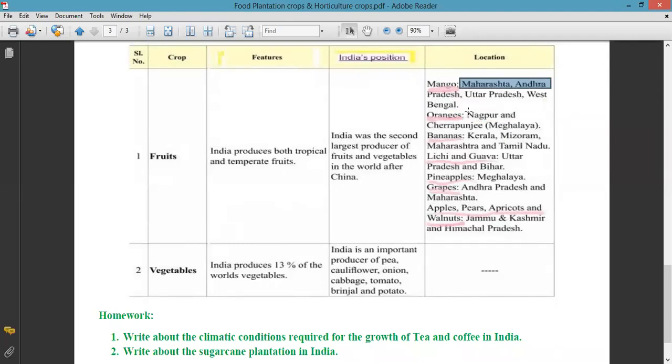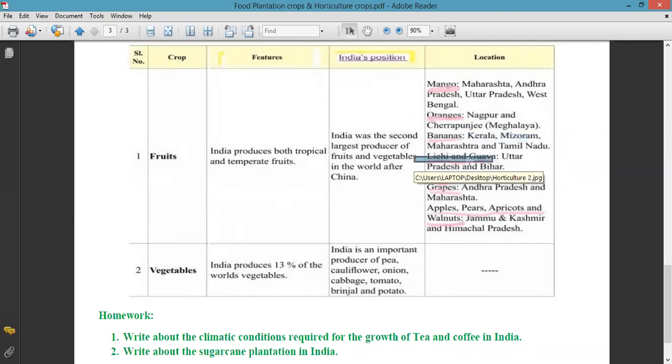Orange, mainly grown by Nagpur, present in where? Sirabunji, present in Meghalaya in Assam border. Okay, Nagpur is present in Maharashtra and Madhya Pradesh border. It is present in Maharashtra only. Okay, banana, mainly by Kerala and Mizoram people, and also Maharashtra, Tamil Nadu. So 4 states, banana: Kerala, Mizoram, Maharashtra, Tamil Nadu. Lychee, Goa.